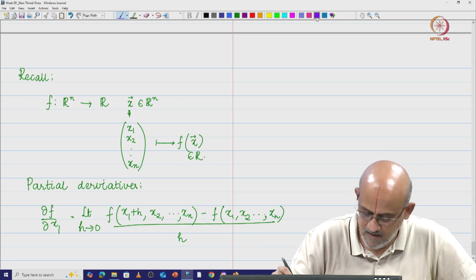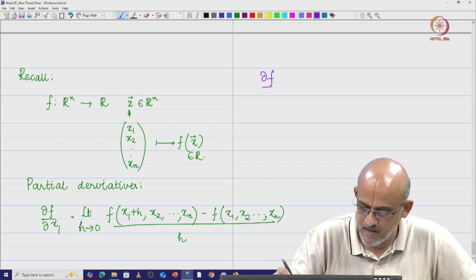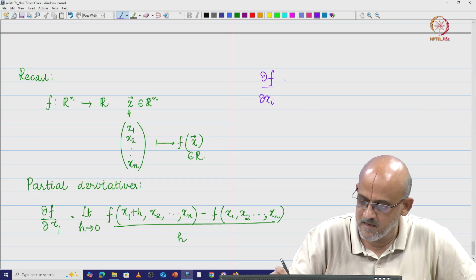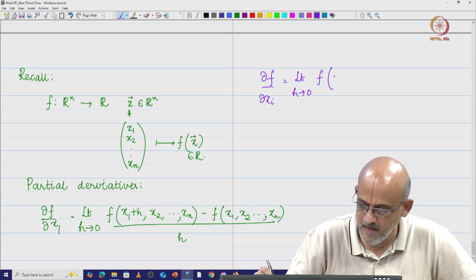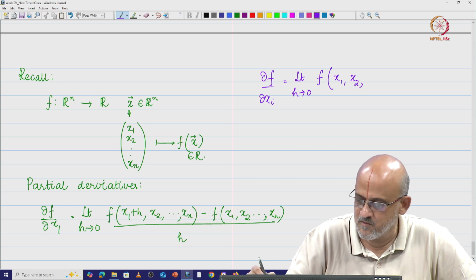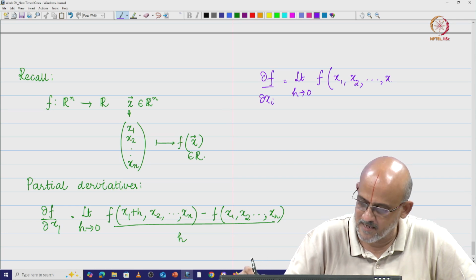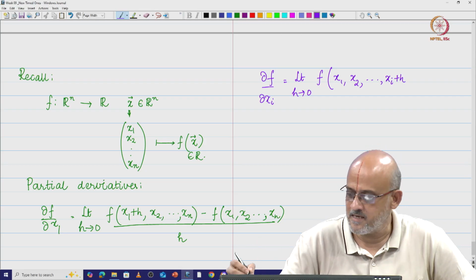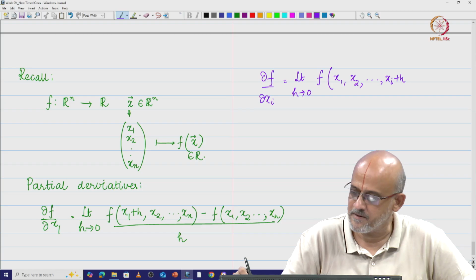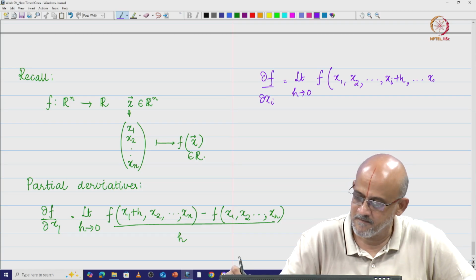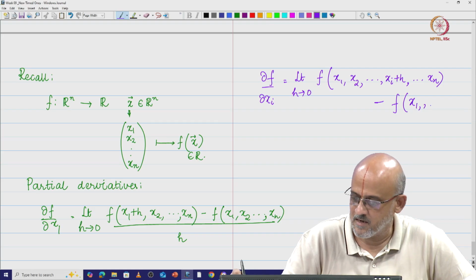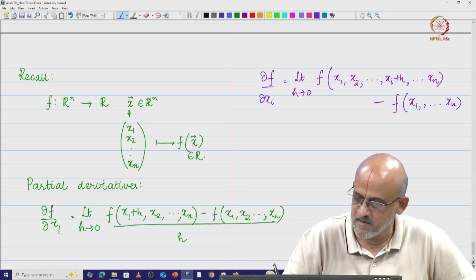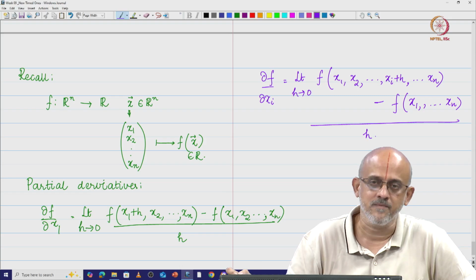So, dou f by dou xi is nothing but the limit h tending to 0 of f of x1 comma x2 comma xi plus h. So, this says there is going to be a small disturbance in the ith direction or the ith component, comma etc. xn, minus f of x1, x2, xn, the whole divided by h. This is what we had.